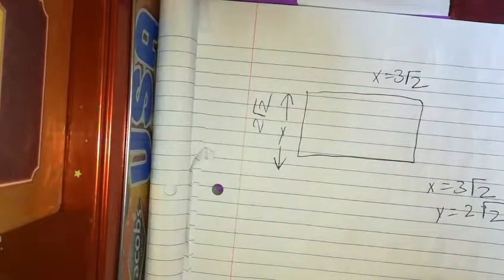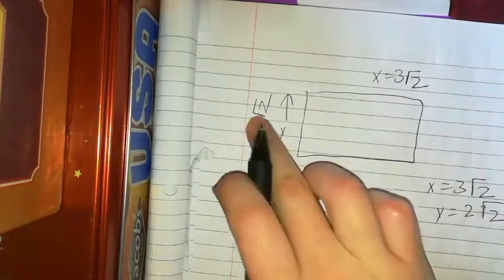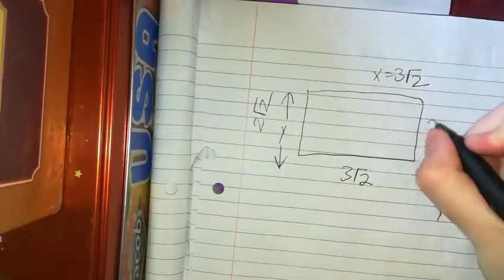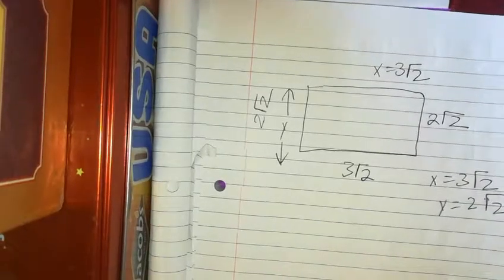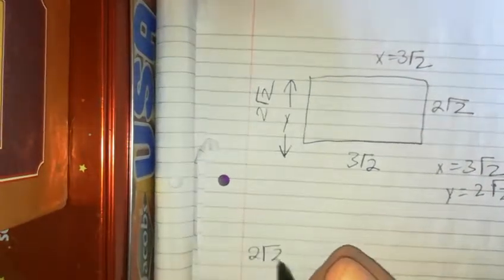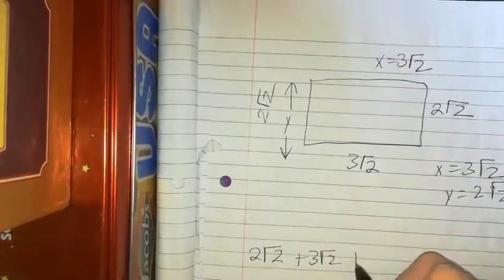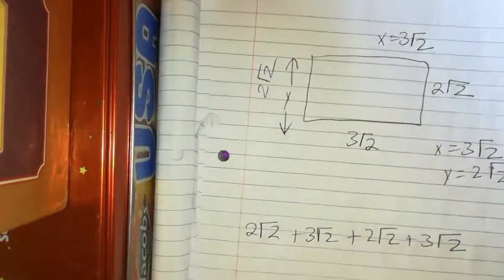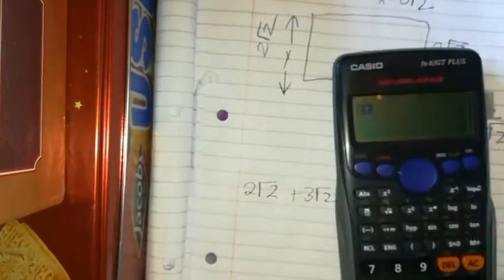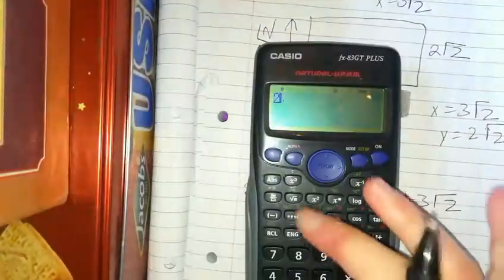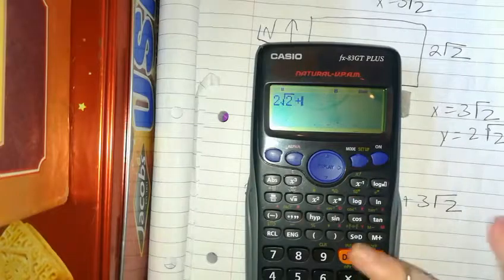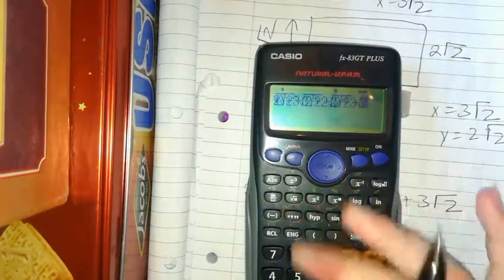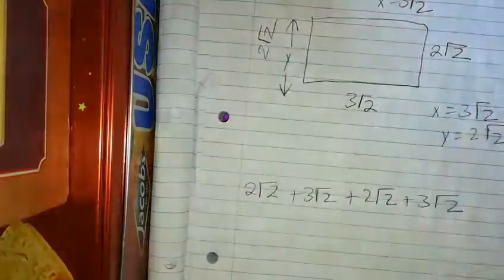So the perimeter, if that's 3 root 2, then this will be 3 root 2 and this will be 2 root 2 because they're opposite. So the perimeter is going to be 2 root 2 plus 3 root 2 plus 2 root 2 plus 3 root 2. In this case, we can plug this into our calculator, so I'll just show what happens. It'll be 2 root 2 plus 3 root 2 plus 2 root 2 plus 3 root 2. And then we get 10 root 2.